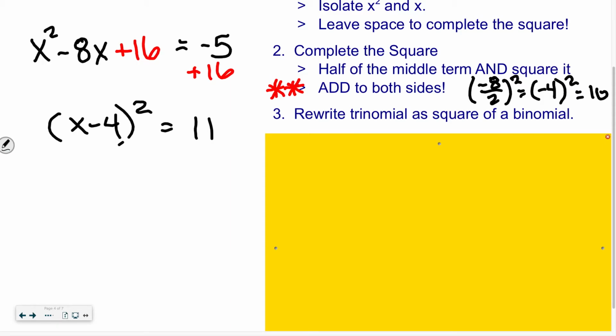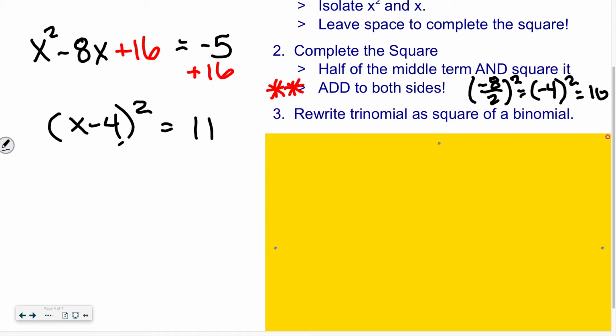What's that? Oh, can we solve for x? No. What would we do? Square root. And then add 4. Remember, when you square root, what must happen in your work? You must add the plus or minus immediately.